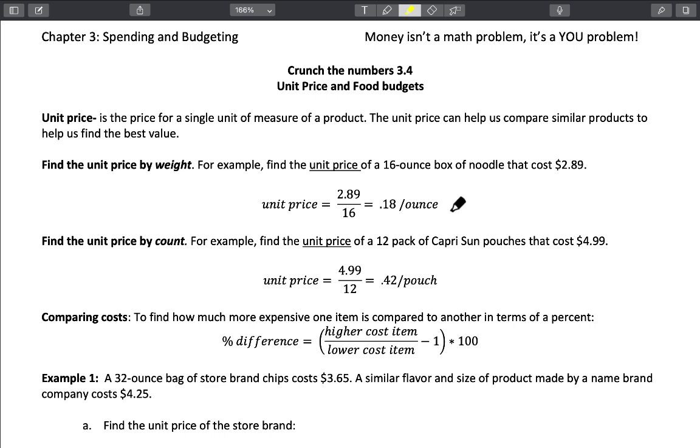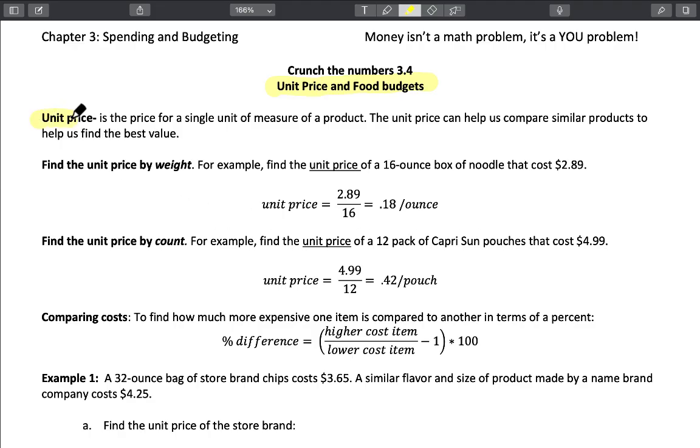Today we're going to take a look at your Crunch the Numbers 3.4, calculating the unit price of your food to create a food budget. We are on page 13 of your notes, so if you want to grab that note packet and follow along, we are going to do a few example problems together.